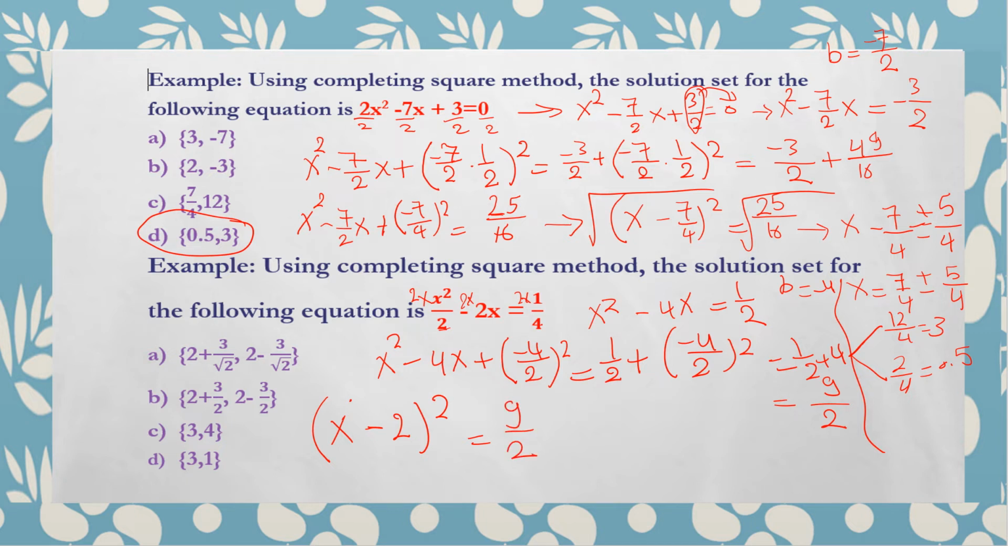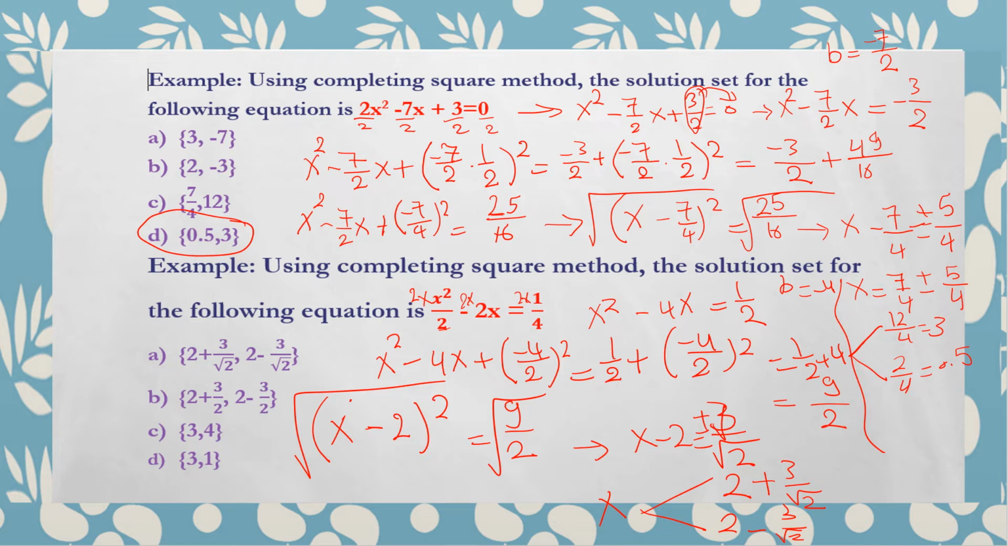By taking the square root for both sides, we can get x minus 2 equals plus or minus 3 over square root of 2. So the solution set for x is 2 plus 3 over square root of 2 and 2 minus 3 over square root of 2. And the correct answer is A.